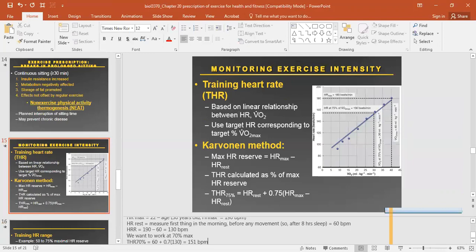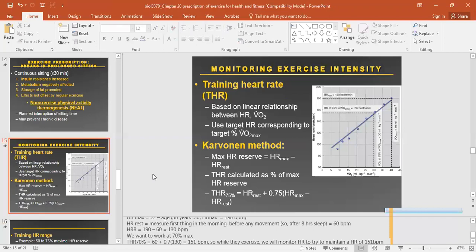So while they're exercising, we will monitor heart rate to try to maintain a heart rate of 150 beats per minute. So this is a really easy way to monitor exercise intensity, and that is individually very specific.